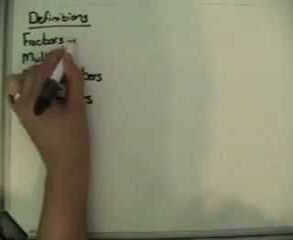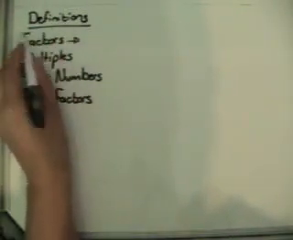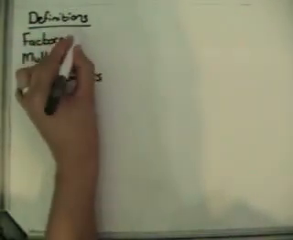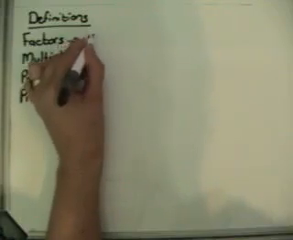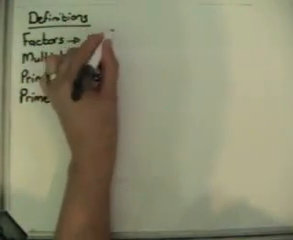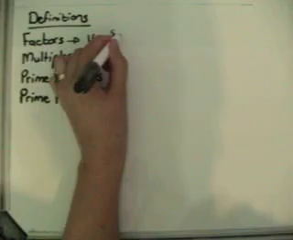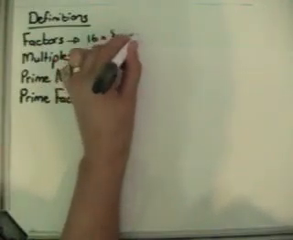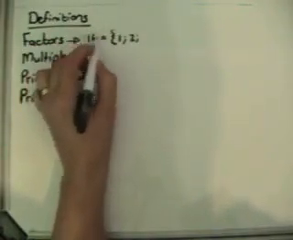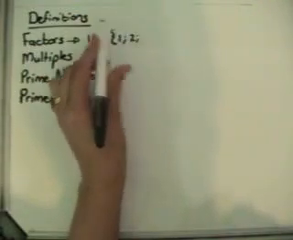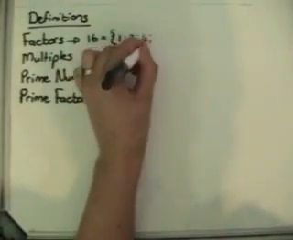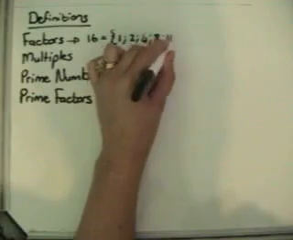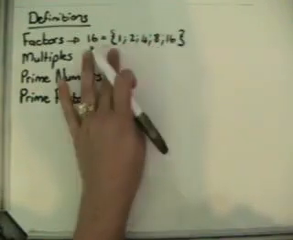Right, now factors are all of the numbers that divide into a number. If you don't know this, please make some notes for yourself. So, for instance, the things that divide into 16 will be 1, 2, 4, 8, and 16. These I call the factors of 16.